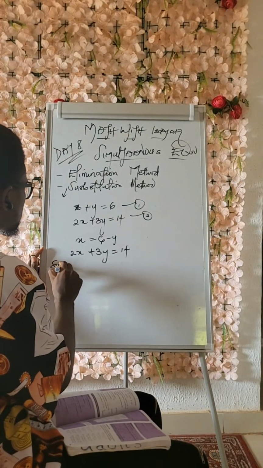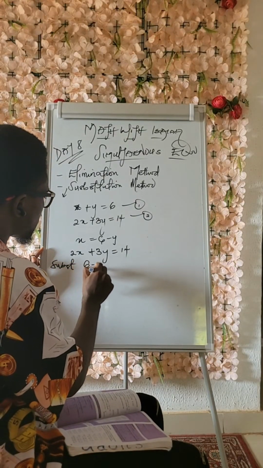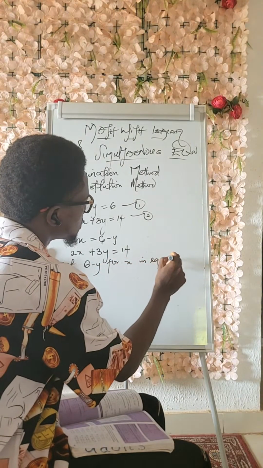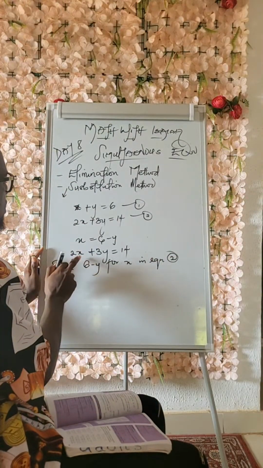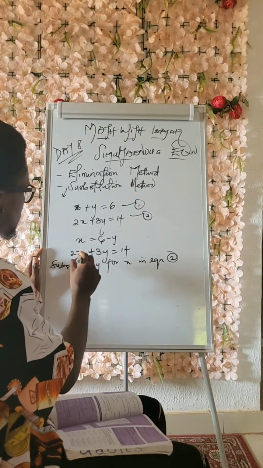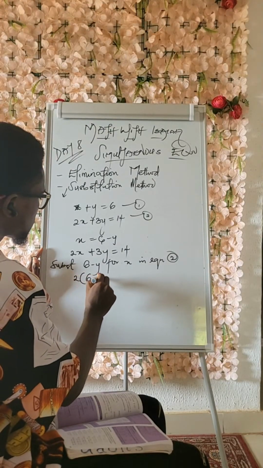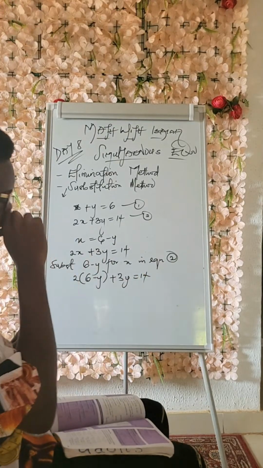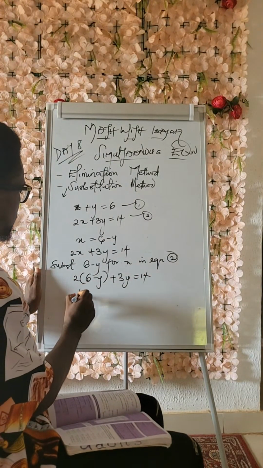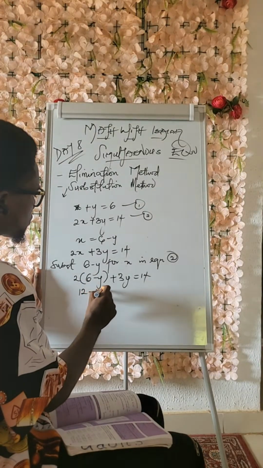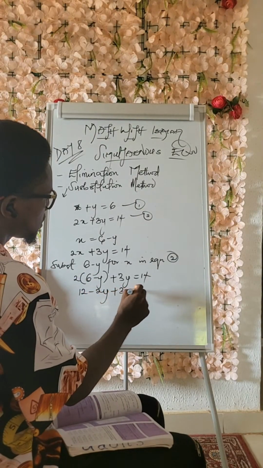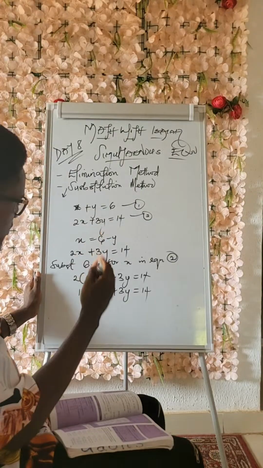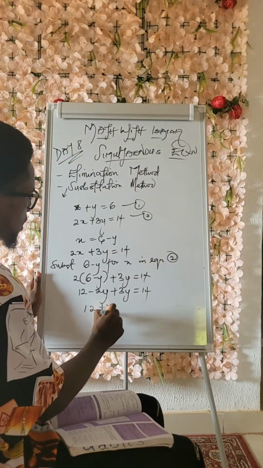Now substitute 6 minus y for x in equation 2. So anywhere you see x, put what you got here, 6 minus y. So you'll be having 2 into bracket 6 minus y plus 3y equals 14. Am I right? Now let's open the bracket. 2 times 6, you have 12. 2 times this, you have minus 2y plus 3y equals 14. Minus 2y plus 3y is what? Is positive y. So 12 plus y equals 14.